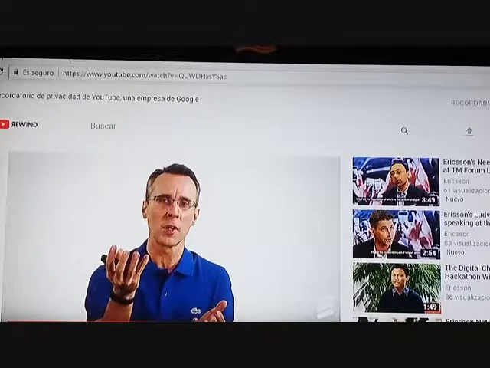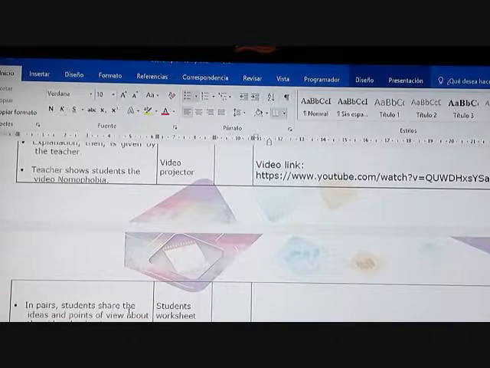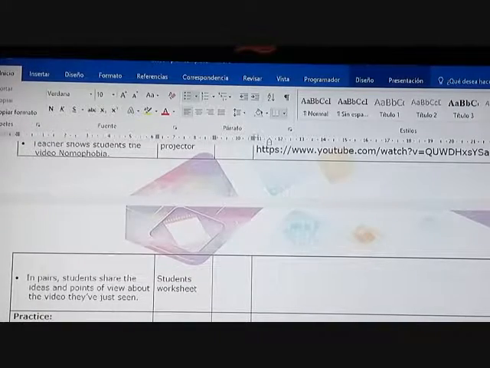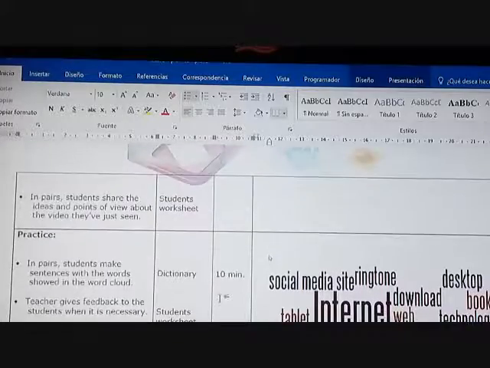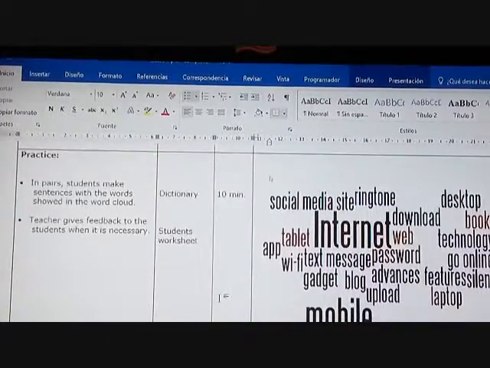Okay, as you can see, the video only lasts 1 minute for this stage of the lesson plan. After that, the students share ideas and points of view about the video they've just seen. For this they can use a student's worksheet to write their impressions and points of view. Okay, the next stage is practice.